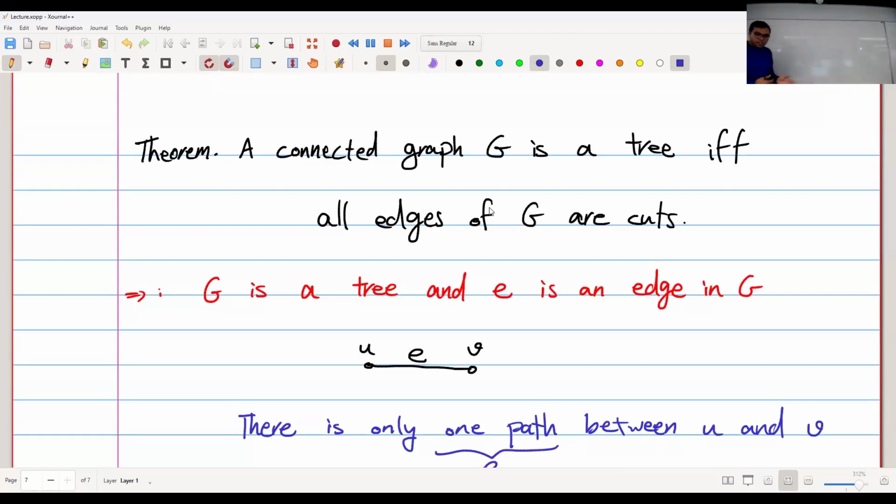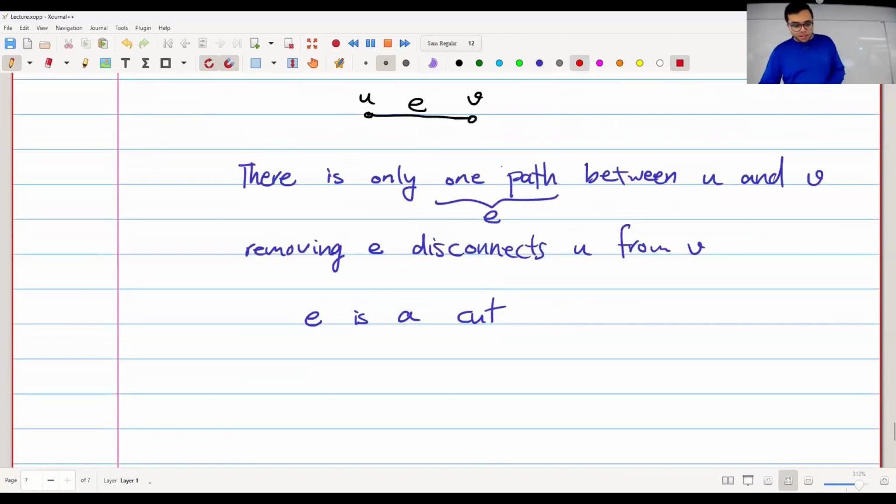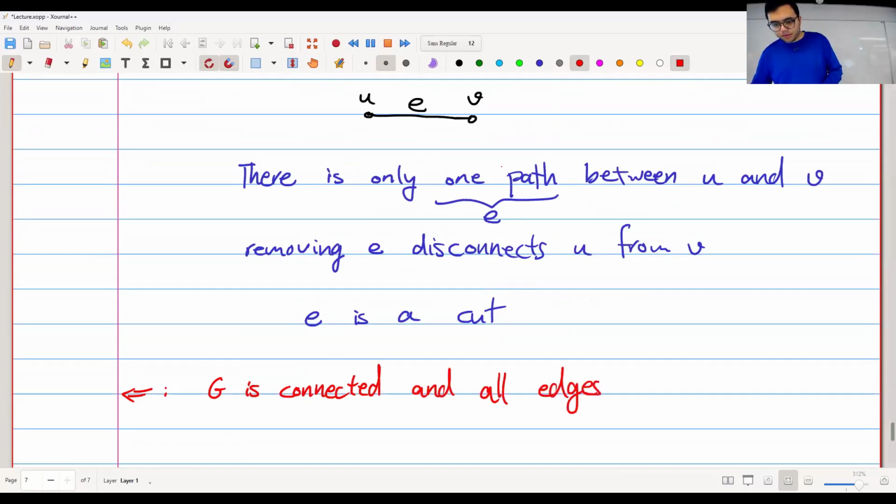Now I have to prove the opposite side. I want to say that I have a connected graph and all of the edges of my graph are cuts. So I want to prove that it's a tree. So this side is that G is connected and all edges are cuts. So for any one of the edges, if I remove it, my graph will no longer be connected.